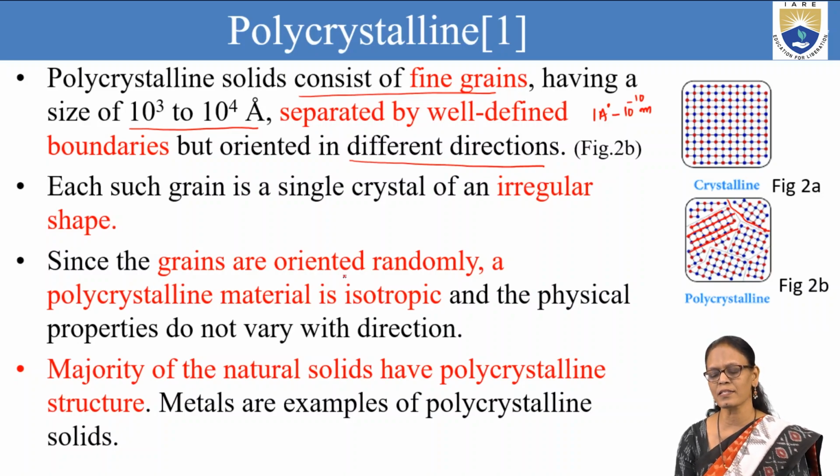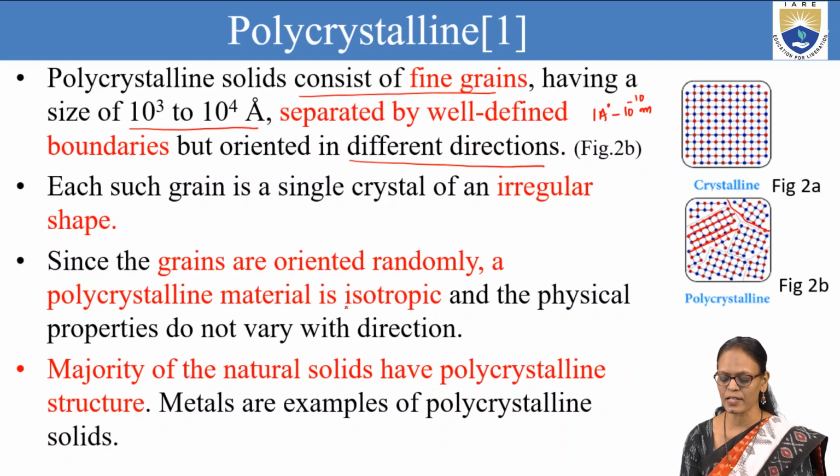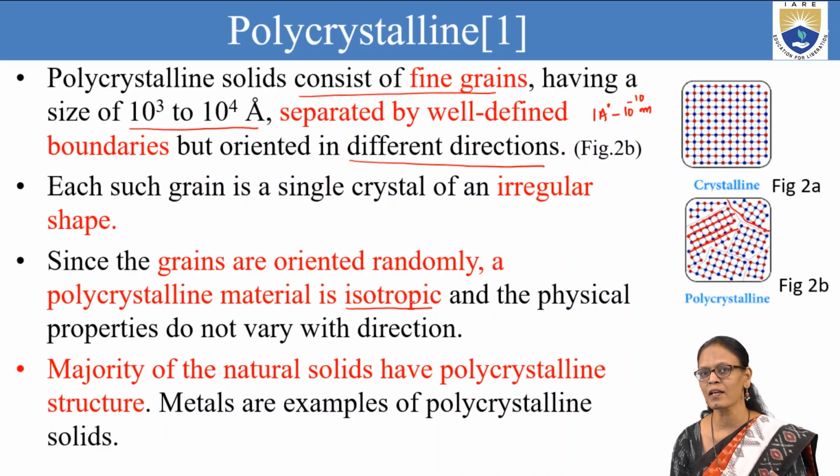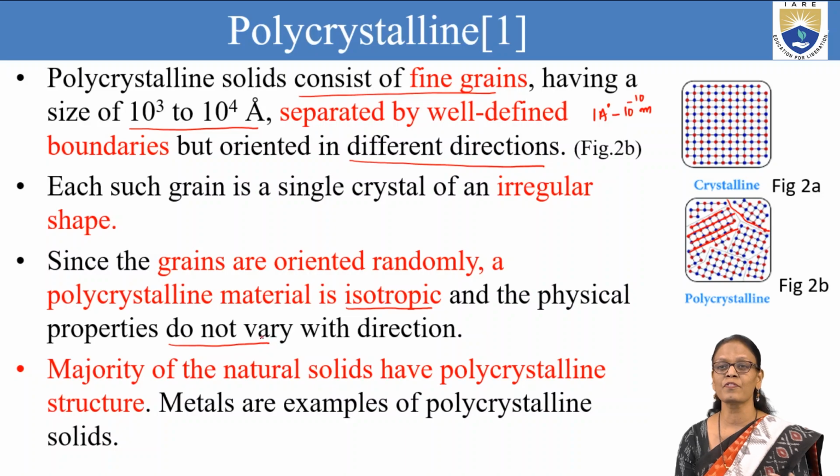So, since the grains are oriented randomly, a polycrystalline substance is isotropic. We call it isotropic, and the physical properties do not vary. So, in the case of a single crystal, we have seen the properties vary and we call it anisotropic, whereas in polycrystalline, the physical properties do not vary, so we call it isotropic. And the majority of natural solids have polycrystalline structure. And the best examples are metals. When we take metals, they are all polycrystalline in structure.